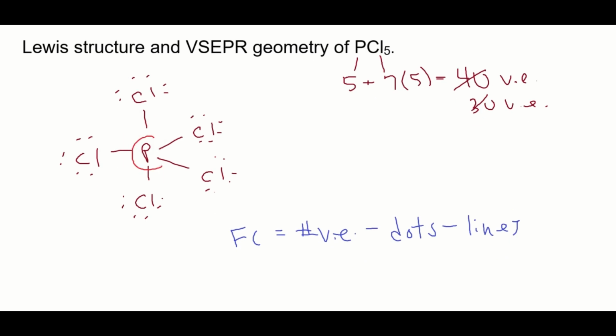Finally, let's check out the VSEPR molecular geometry. The central atom here is phosphorus. It has 5 regions of electron density. When you have 5 regions of electron density, by the way, phosphorus can have more than 8. It's an exception to the octet rule because it has access to d orbitals. It's a 3rd period element, so they can oftentimes have what's called an expanded octet.